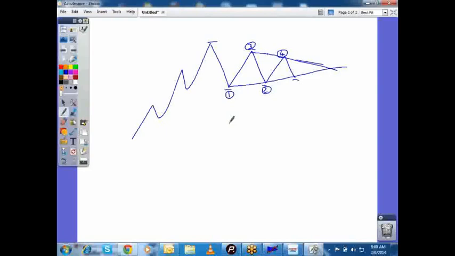And this is called a symmetrical triangle because one is going down, one is going up. The other one can be an ascending triangle. Means one line is going up, the other line is going straight, or there can be a descending triangle.